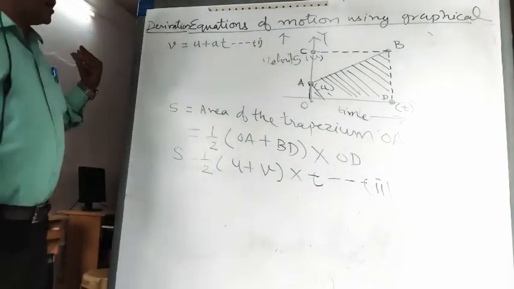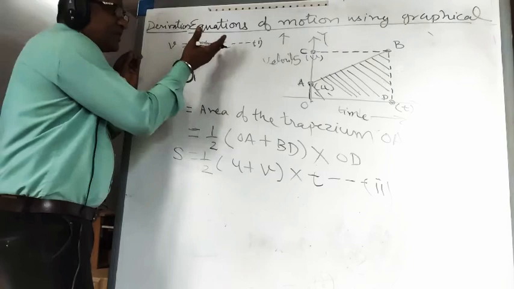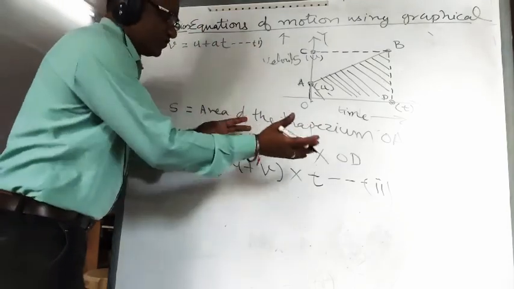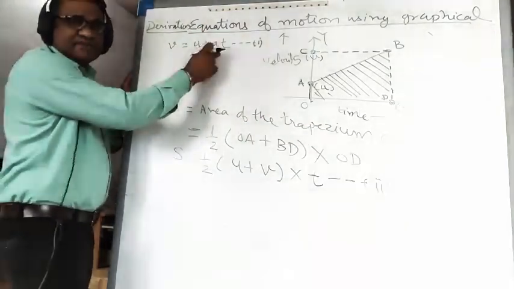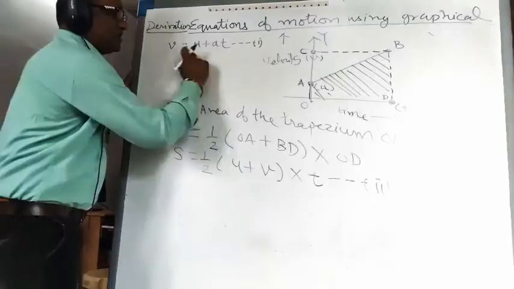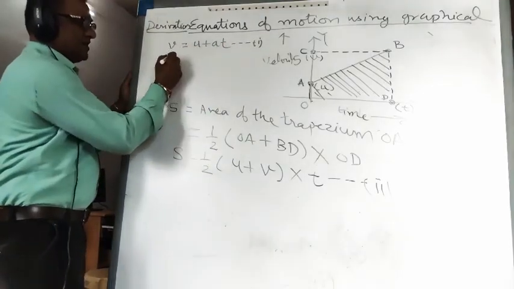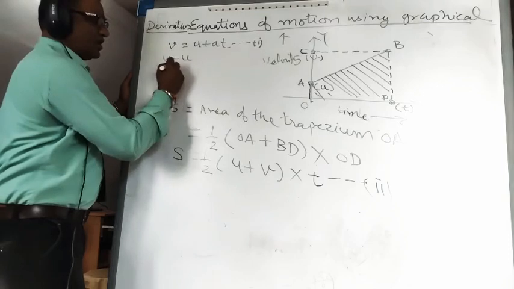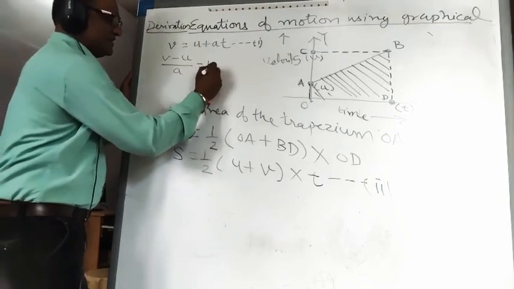Now let us put the value of t from equation number 1 into equation number 2. First of all, what will be the value of t here? How can I find out the value of t here? Can I say V minus U upon A is equal to t, right?